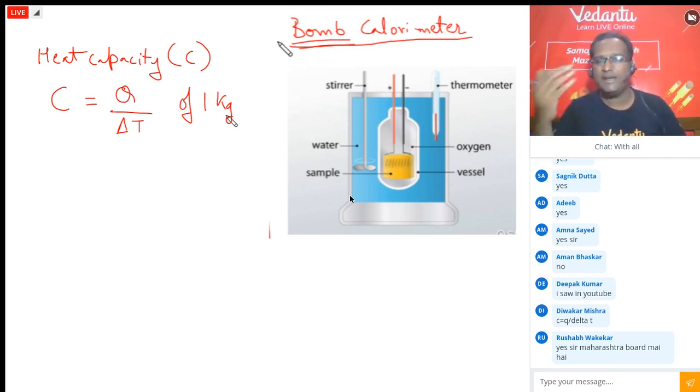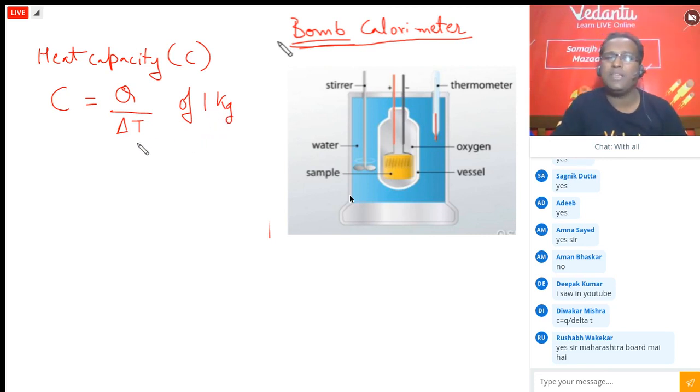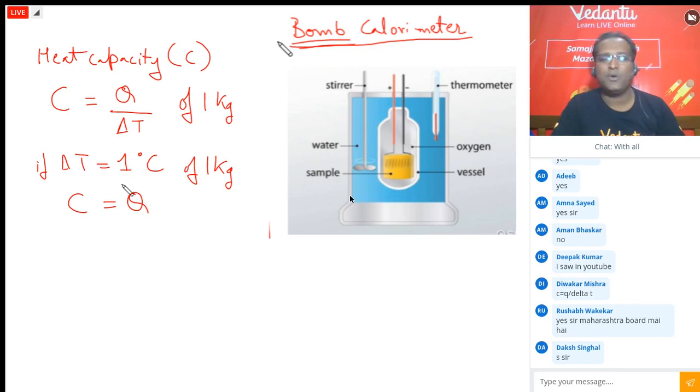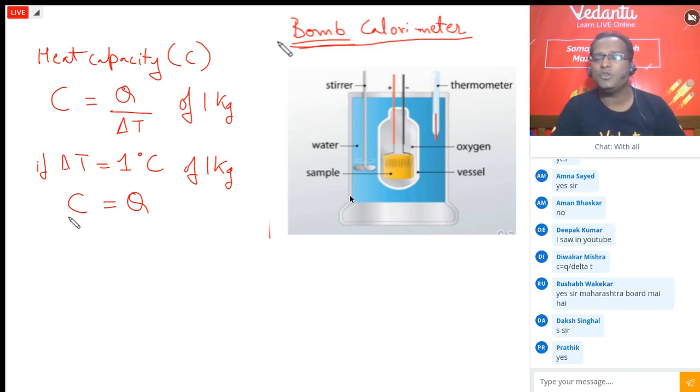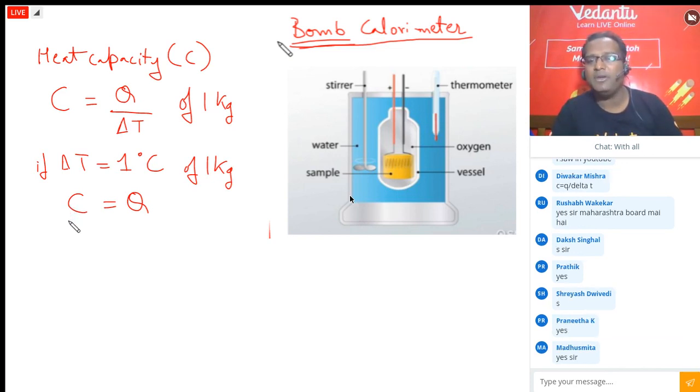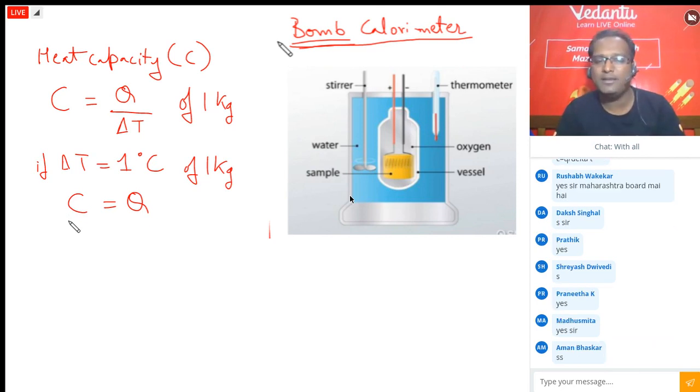I'll explain this in a much better way. Suppose I have 1 kg of water. I want to increase the temperature of water by 1 degree Celsius. So heat capacity will be equal to the heat absorbed by 1 kg of water when its temperature is raised by 1 degree Celsius. Is this point now understood? What do we mean by heat capacity? So can I say that heat capacity is an indicator of how much heat can be stored by a body.